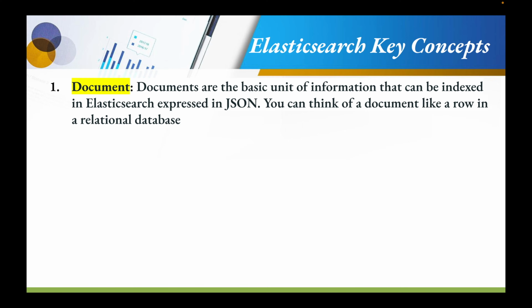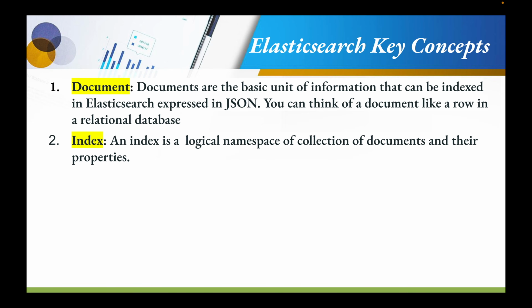You would like to know the key concepts of Elasticsearch before you implement Spring Boot with Elasticsearch. First of all, document: documents are the basic unit of information that can be indexed in Elasticsearch, expressed as JSON documents. You can think of a document like a row in a relational database. An index is a logical namespace of a collection of documents and their properties.